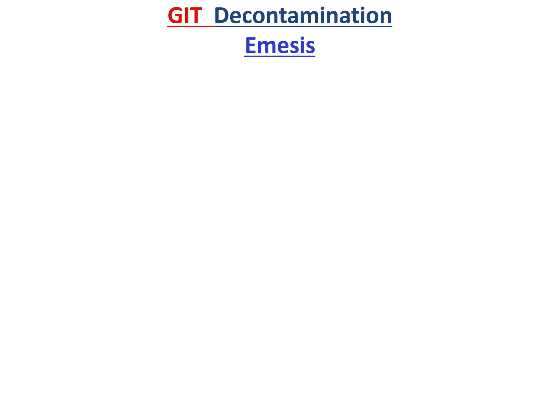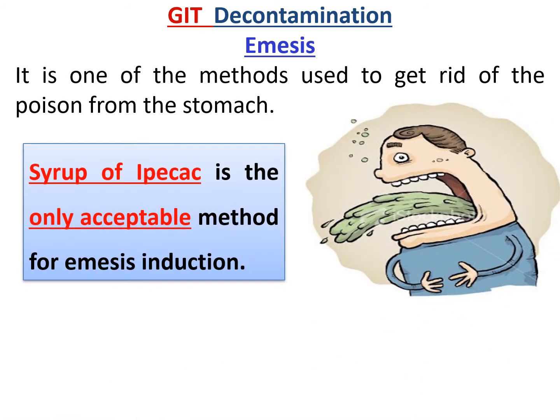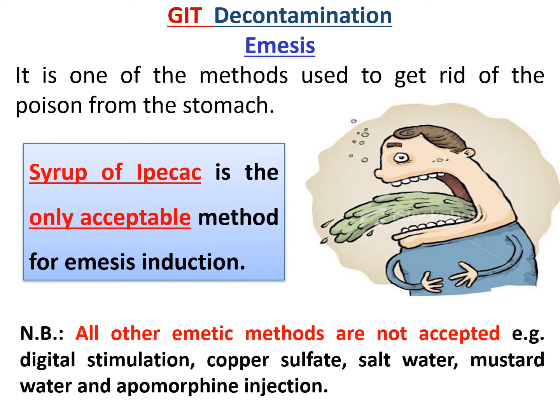The first method of GIT decontamination is emesis. Emesis means to get rid of the poison from the stomach, and the only acceptable method to induce emesis is syrup of ipecac. All other methods used before are not acceptable now. People used to induce emesis through mechanical irritation of the posterior wall of the pharynx by fingers, which may lead to bleeding.